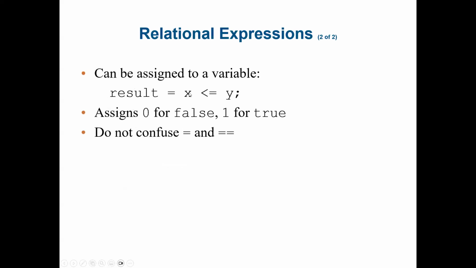Also, we can assign the result to a variable. So for example, here we say, is x less than or equal to y? If it's true, then we assign 1 to result. If it's a false condition, we assign 0 to result.